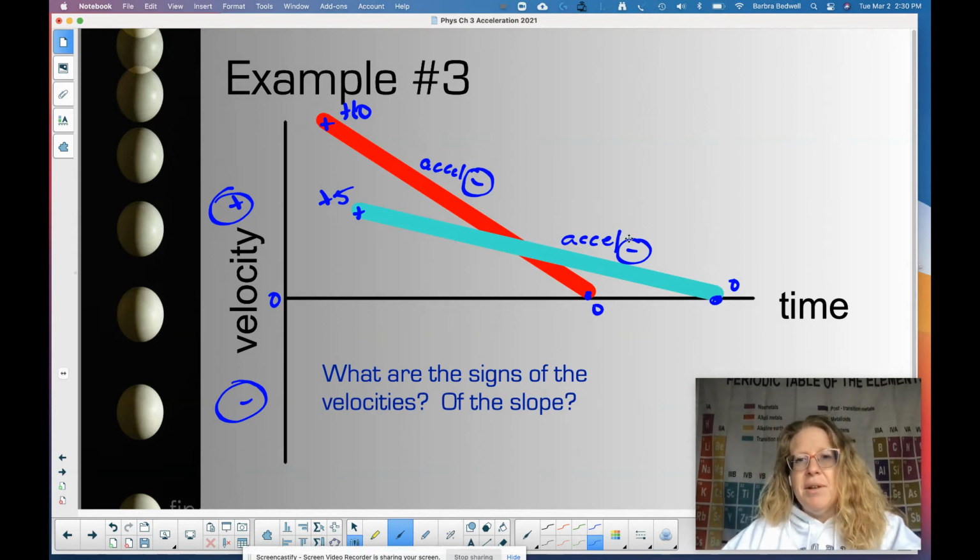Again, negative acceleration on the positive side, positive velocities, means it's simply slowing down. It's going east, but it's going from +5 going to east to 0 going east.